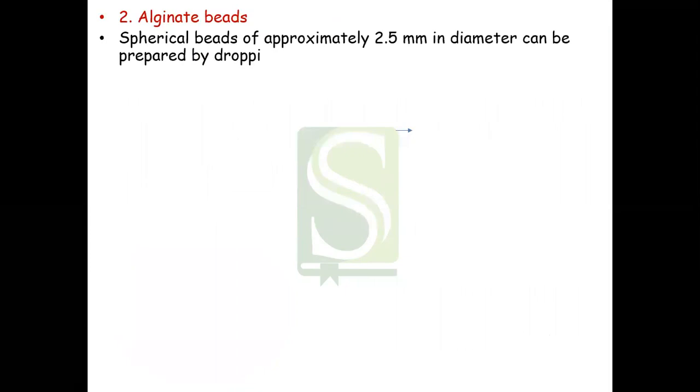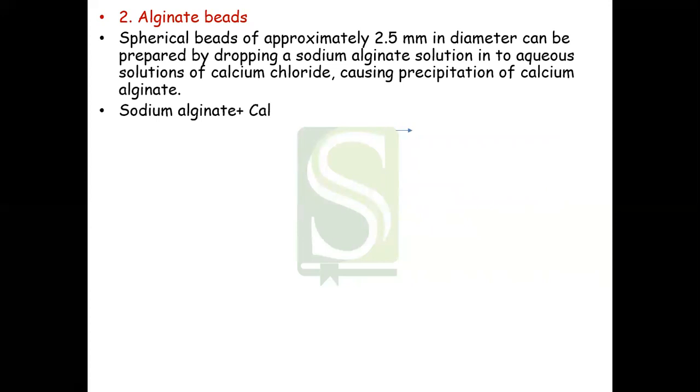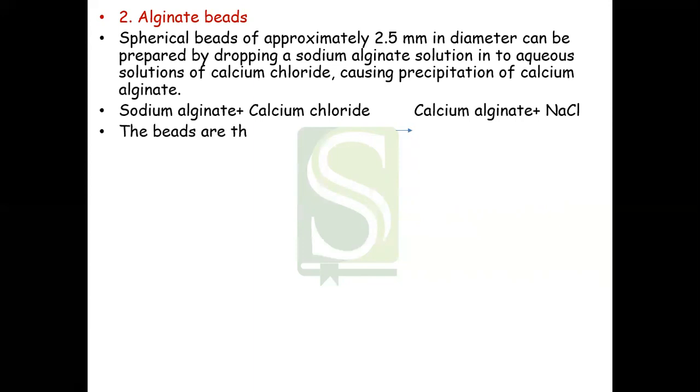The spherical beads of approximately 2.4 mm in diameter can be prepared by dropping a sodium alginate solution into the aqueous solution of calcium chloride, which will cause precipitation of calcium alginate. So sodium alginate plus calcium chloride will give calcium alginate plus NaCl.